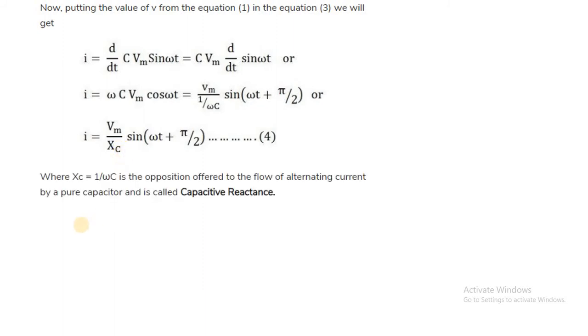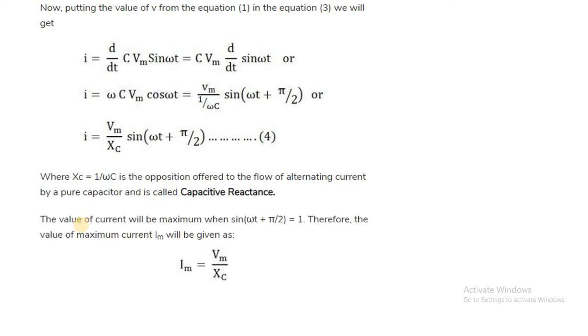Okay. So Xc is called the opposition offered to the flow of alternating current by a pure capacitor. So it is called a capacitive reactance. So the value of Im in a pure capacitive circuit is given by Vm upon Xc. Now there are three values of Im we have seen till now. In a pure resistive circuit, the value of Im is Vm upon R. In a pure inductive circuit, the value of Im is Vm upon XL. And in a pure capacitive circuit, the value of Im is Vm upon Xc.